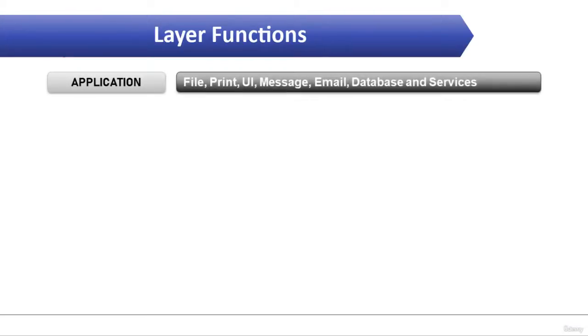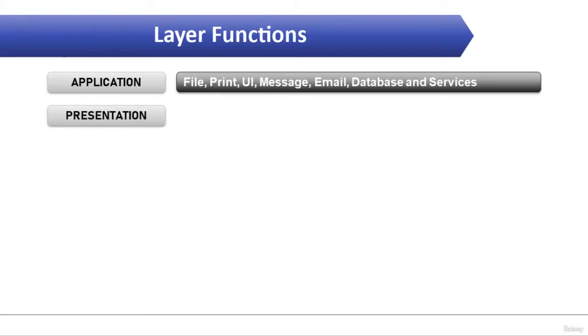The OSI's 7 layers are divided into 2 groups. The top 3 layers define the rules of how the applications working within the host machines communicate with each other as well as with the end users. The bottom 4 layers define how the actual data is transmitted from end to end. Now, the first layer is the application layer. The application layer provides a user interface and is responsible for file, print, UI, that is user interface, messages, email, database and other services.